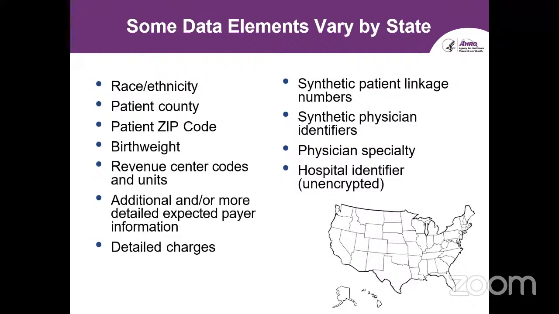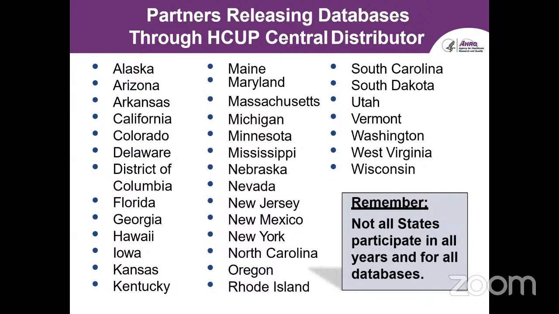We already mentioned this, it differs from one state to the other. Not all states are uniformly accessible in all the variable sectors. So some are; it varies from race and ethnicity, the county, zip code, and a few other things that you can see on the screen. These are all the states that we mentioned earlier. Not all of them participate for all years and all databases; some provide only some elements and ignore others, and so on and so forth.